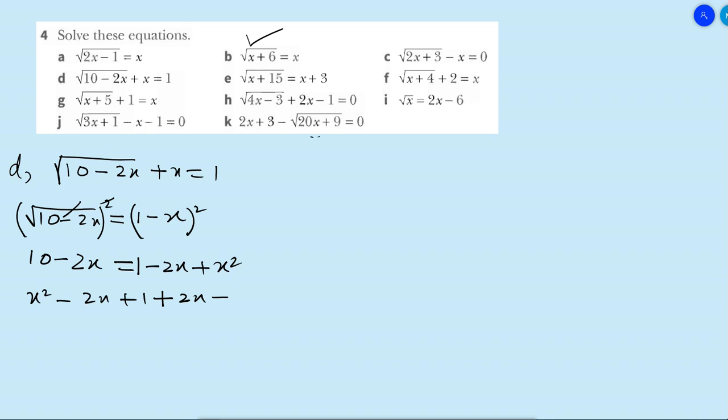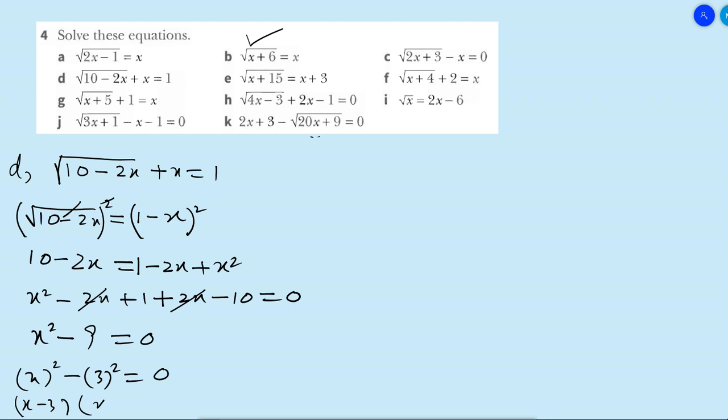So this 2x and this −2x cancel each other. x², 1 − 10 is −9, = 0. This can be converted: x² − 9 can be converted to x² − 3² = 0. Now apply the a² − b² formula. a² − b² is (a − b)(a + b) = 0. This gives x = 3 and x = −3.